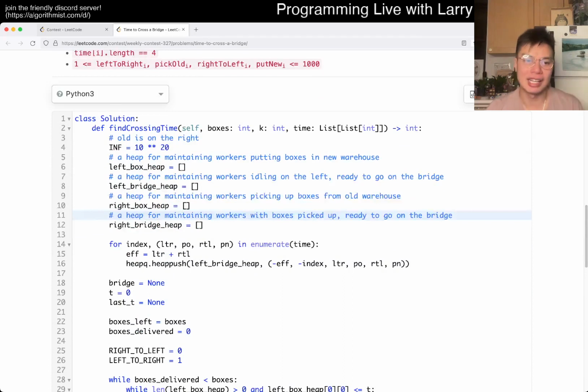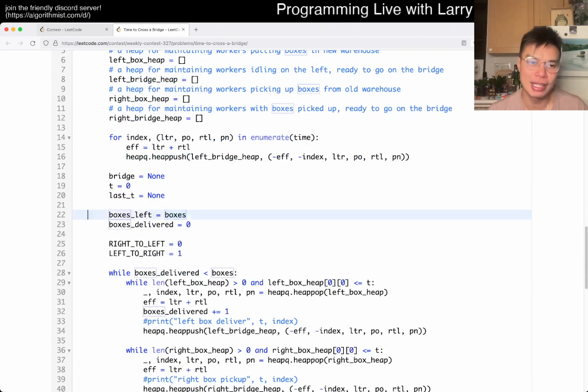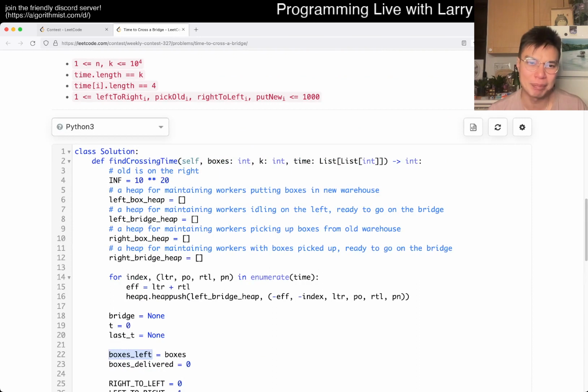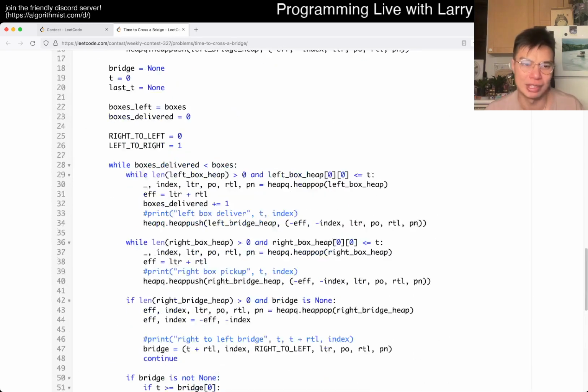Is it not idling? And then bridge is just one variable because there could be only one thing on the bridge at any given time. So that's basically my idea. I also had another typo with boxes, but that's beside the point. But yeah, I maintain two things. One is boxes left. I also renamed n to boxes because it makes more sense. I should have renamed k to workers, but I don't think I used k at all, so that's why I didn't rename it.